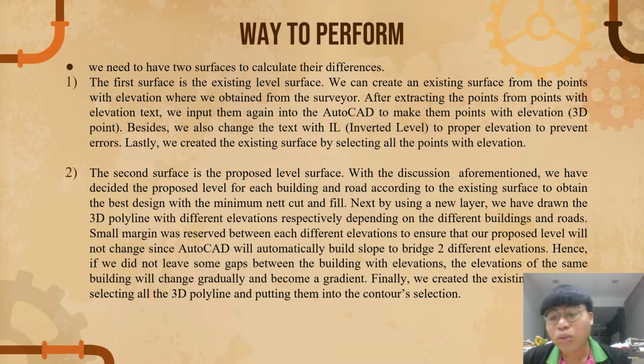Next, by using a new layer, we have drawn 3D polylines with different elevations respectively, depending on the different buildings and roads. A small margin was reserved between each different elevation to ensure that our proposed level will not change, since AutoCAD will automatically build slopes to bridge different elevations. Hence, we did not leave gaps between the buildings with different elevations. The elevation of the same building will change gradually and become a gradient. Finally, we created the proposed surface by selecting all the 3D polylines and putting them into the contour selection.